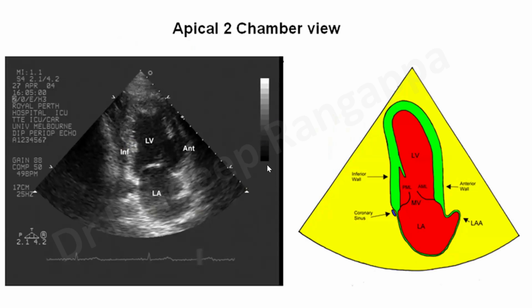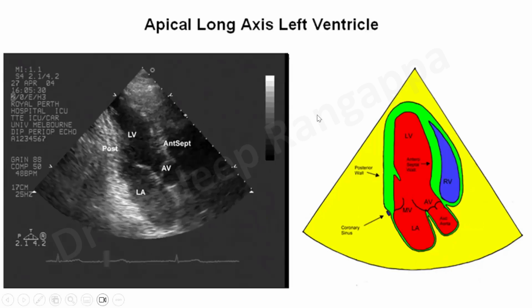So this is the anterior wall and this is the inferior wall that you would see to look at any regional wall motion. So then you would look at the three-chamber view. So this is the three-chamber view. So when you turn further anti-clockwise, you would see RV which appears. So you see aortic valve, then LA and LV. So here the walls that you see are the anteroseptal and posterior wall.